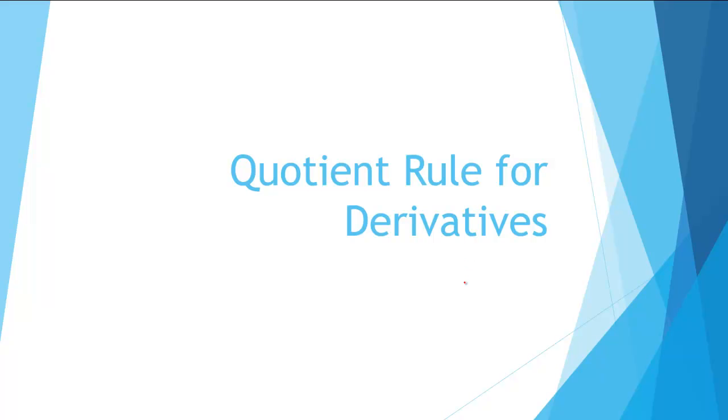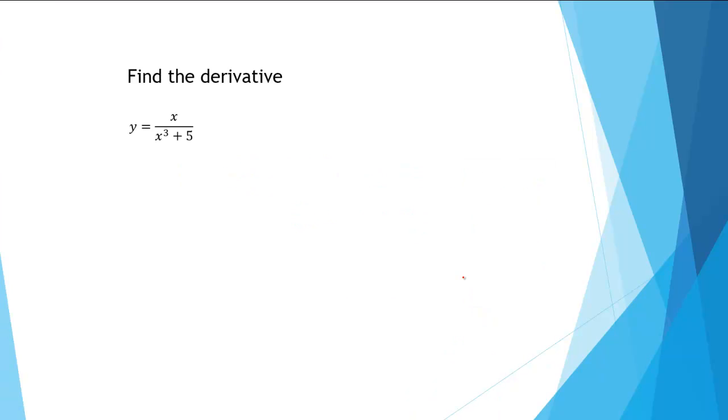In this session, we'll take a look at the quotient rule for derivatives. In this problem, we're asked to find the derivative for x divided by x cubed plus 5. In order to find the derivative for a quotient, we'll use the quotient rule.